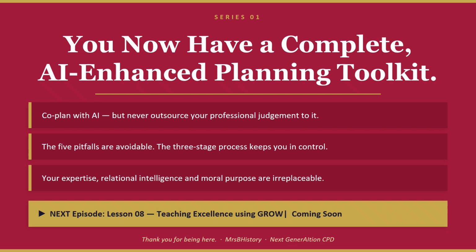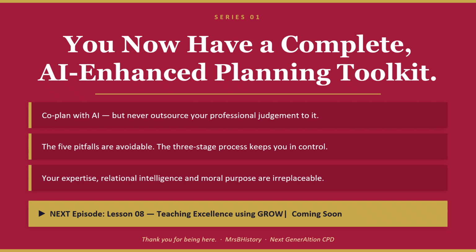Co-planning with AI without sacrificing your judgment. AI can help you plan faster, but it must never replace your thinking. You lead the process. AI supports the execution. Your professional judgment is the quality filter that makes everything safe, accurate, and appropriate for your learners.